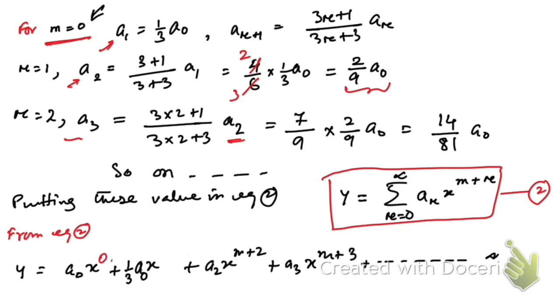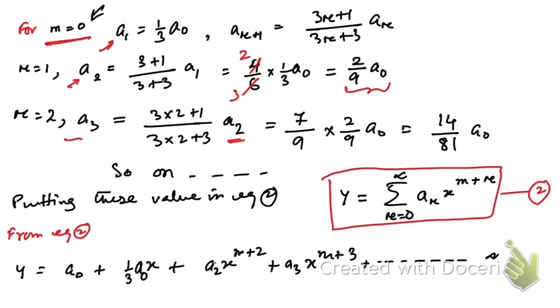That's why you're going to have x to the power 0, which is nothing but 1, so we can simply have a naught here. And here, if you put m equal to 0, 0 plus 1, that's going to be 1, because we had here m plus 1, so on putting m equal to 0, we're going to have x to the power 1, that means simply x, you can say.